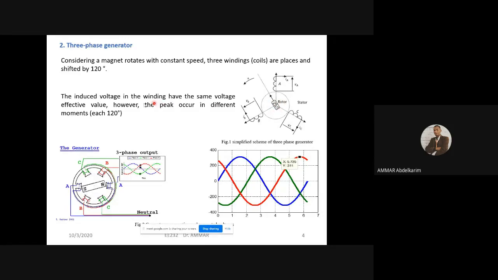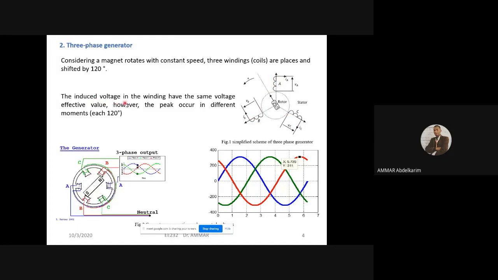So the induced voltage in the winding, according to Faraday's law, when we have, for example, a time change in flux, that can induce a voltage in a coil. So this magnet has a flux. When we rotate this magnet, the flux of this magnet is variable. It's not constant, because it changes according to the position of the magnet. So each time it will induce a voltage in those coils.